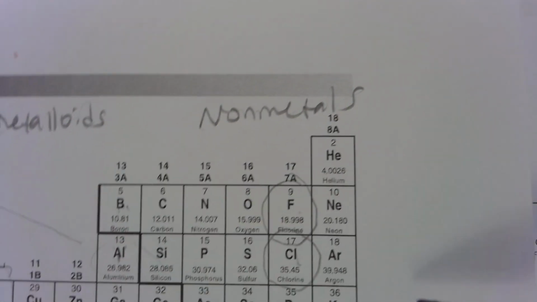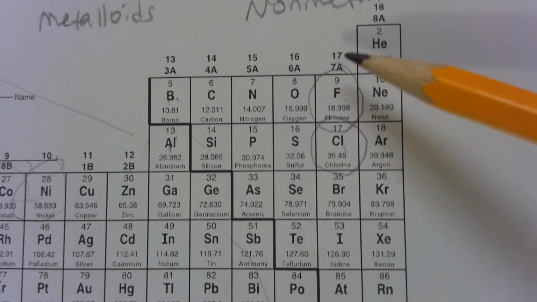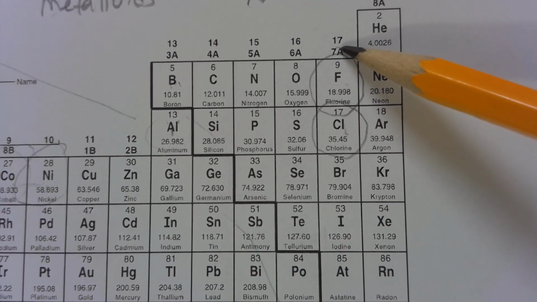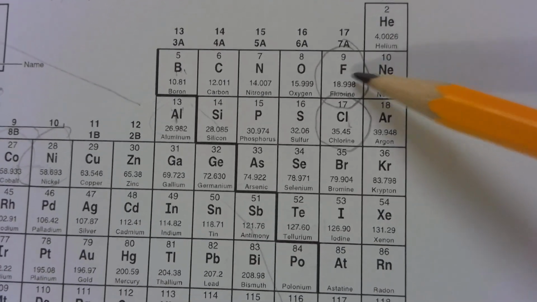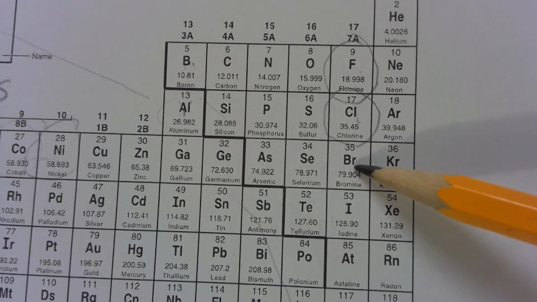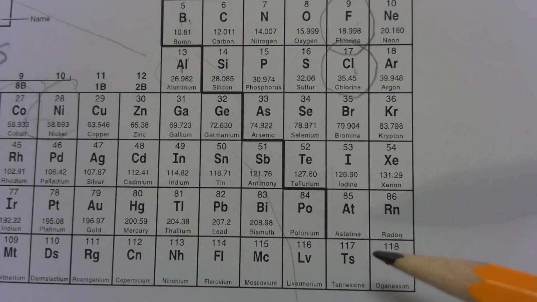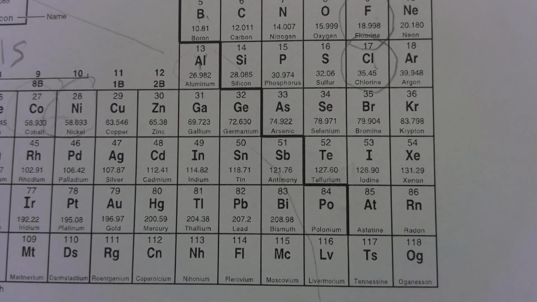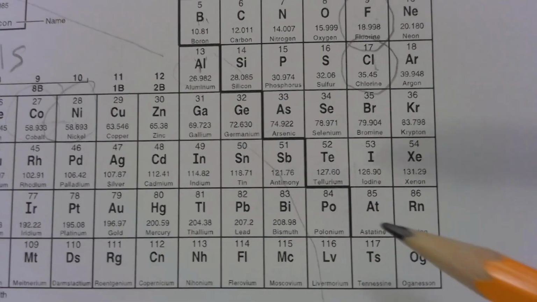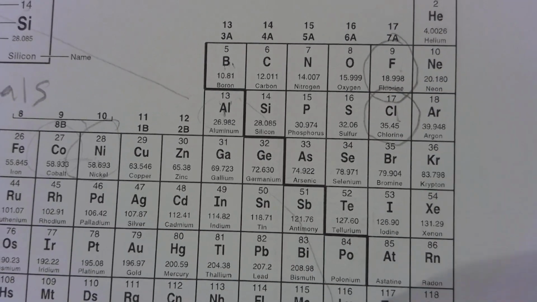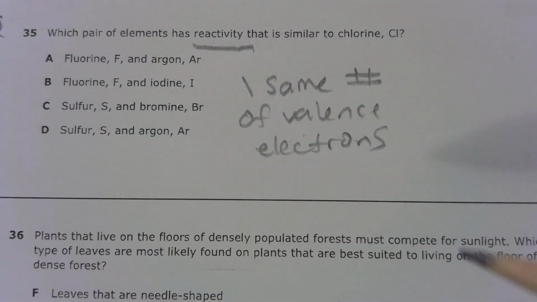Okay, so here's chlorine. Chlorine's in 17 or group 7A. That means they've got 7 valence electrons. So fluorine would act the same, bromine, iodine, astatine, and last but not least, tennessine. Okay, so any of those that are in the same group would act the same. They'd have the same chemical properties.